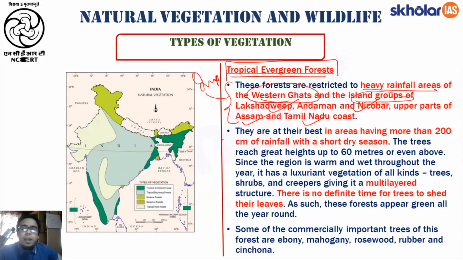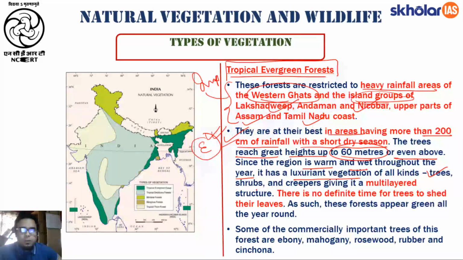And where are they found? They are found in areas having more than 200 centimeter of rainfall with a short dry season. Very important point again from your exams perspective. Then the trees here can reach heights up to 60 meters, or even above 60 meters. And since the region is warm and wet throughout the year, it has a luxuriant vegetation of all kinds.